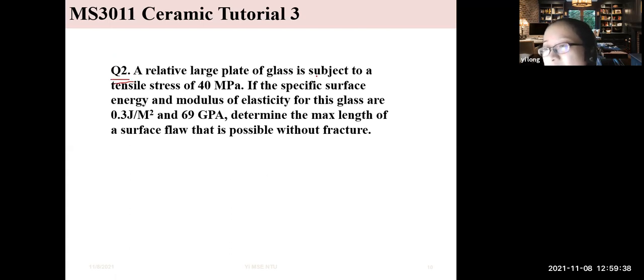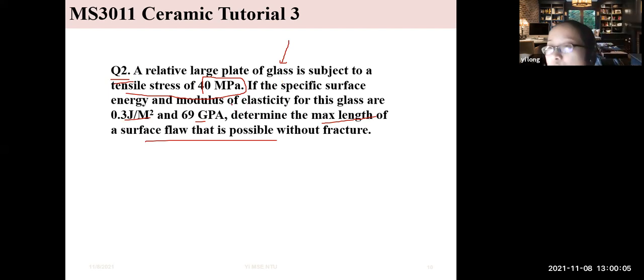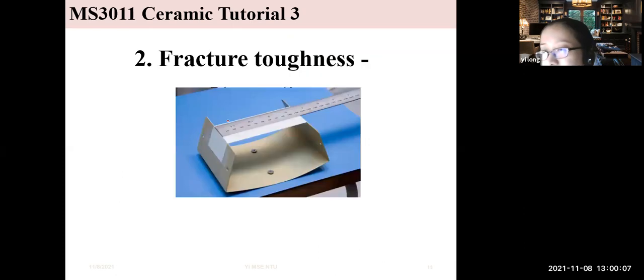So you can see this is a question. A relatively large plate of glass is subject to a tensile stress. The stress is 40 megapascal. If the specific surface energy and modulus of elasticity are this and this, determine the maximum length of the surface flaw that is possible without fracture. First of all, this is glass, right? As I said, glass is the most perfect Griffith material. So it's the one where you always need to use the Griffith criterion. So let's see.